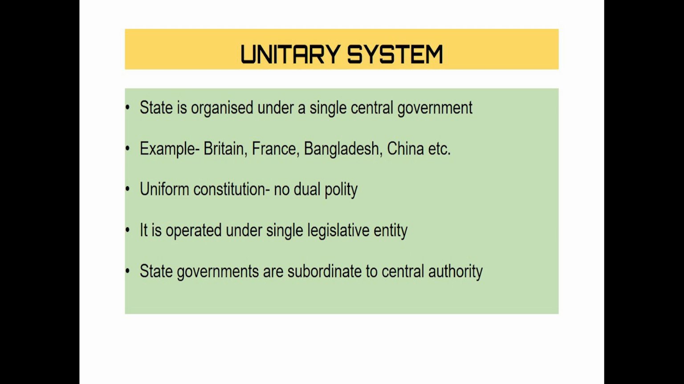Now, let us understand another type, which is the unitary system. What happens in this unitary system? The state is organized under a single central government. Examples can be seen in Britain, France, Bangladesh, China, etc. In this unitary system, there is no dual polity as in the federal structure, but a single uniform constitution which is followed all over the geographical entity, and it is operated under a single legislative entity. It is not divided into central level or state level, just like in the federal structure.